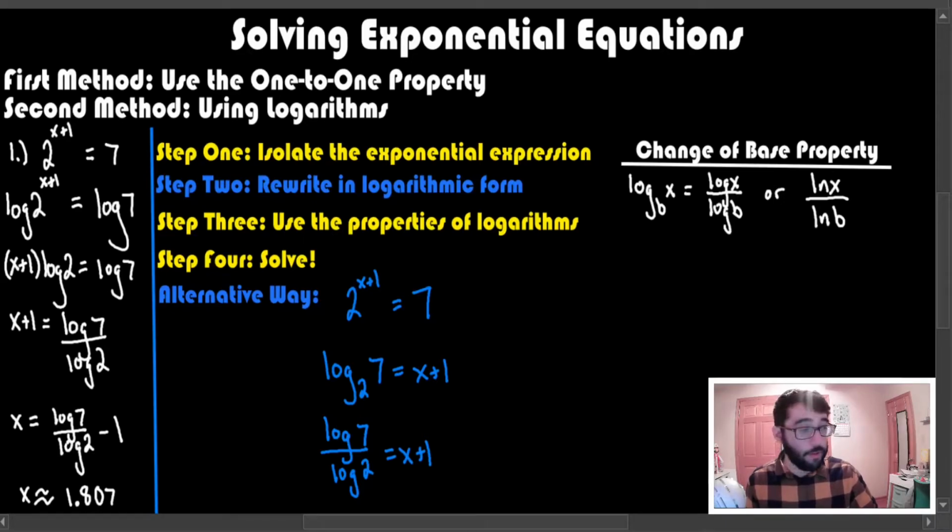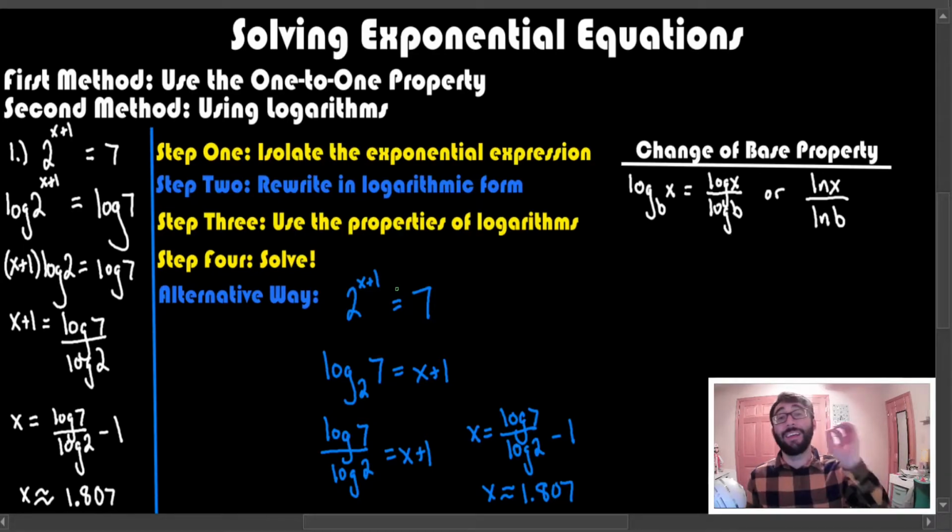And now notice the next step, all I'd have to do is subtract 1, and that's exactly what I got. Notice I get x is equal to log 7 divided by log 2 minus 1. I get the exact same final step, and that is always going to happen. So that is how you solve exponential equations with logarithms.